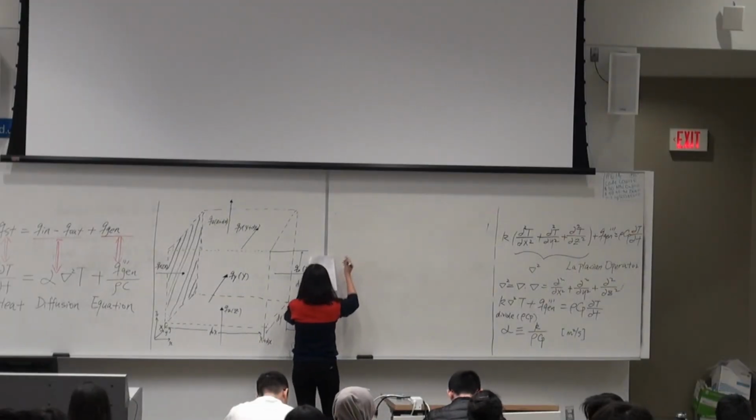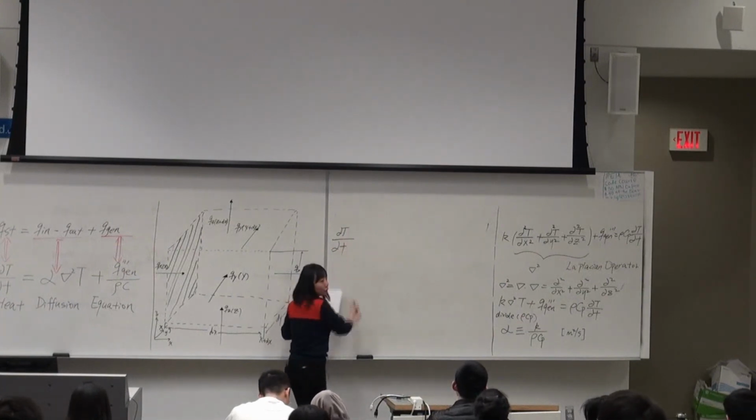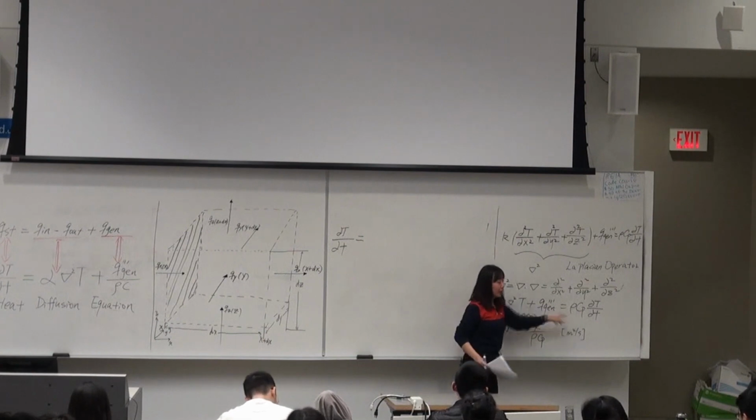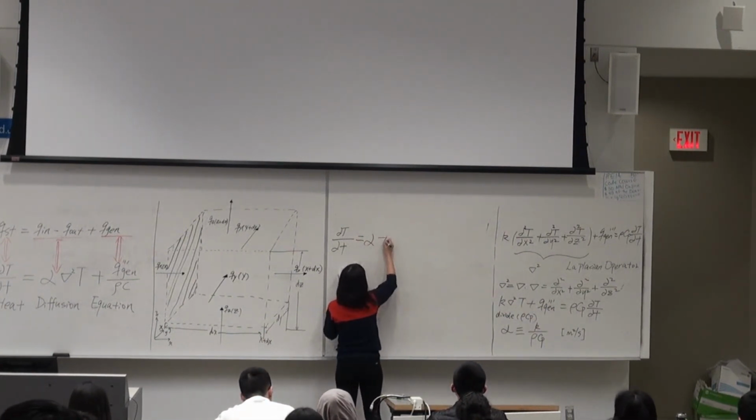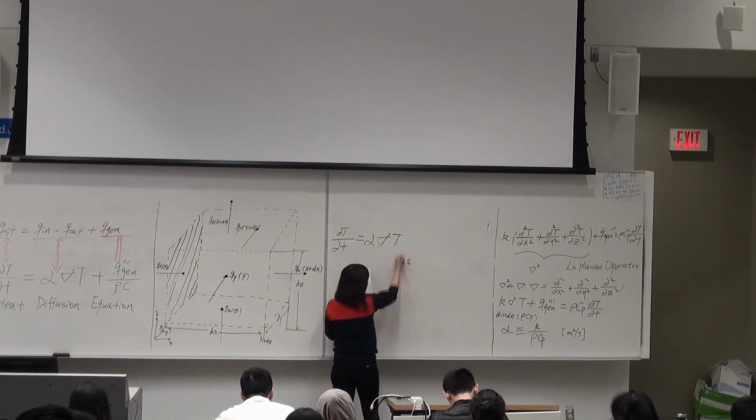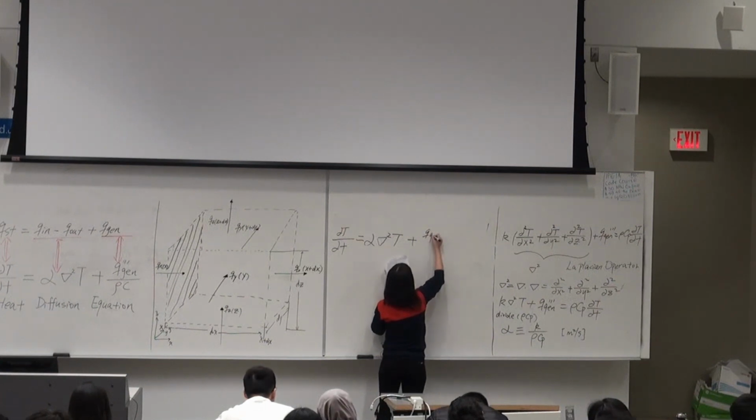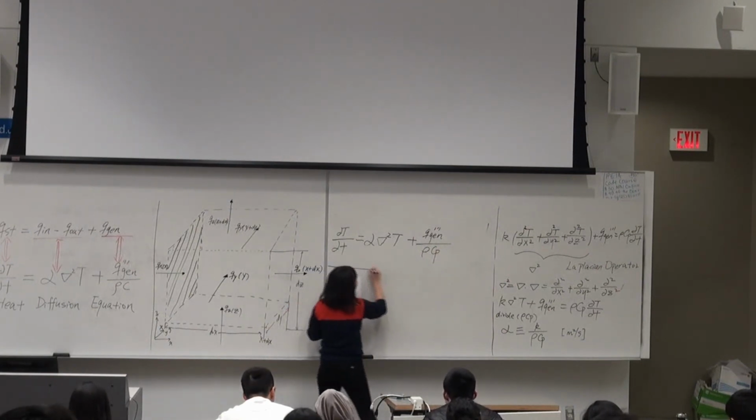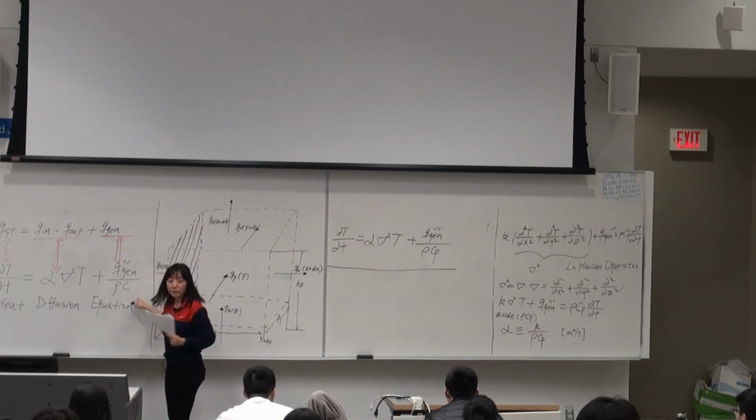We would have the heating rate or cooling rate. k over rho Cp here is simply alpha. Alpha times the curvature of the temperature profile, plus the ratio of volumetric heat generation over density over specific heat. That's our heat diffusion equation. That's exactly what we have here.